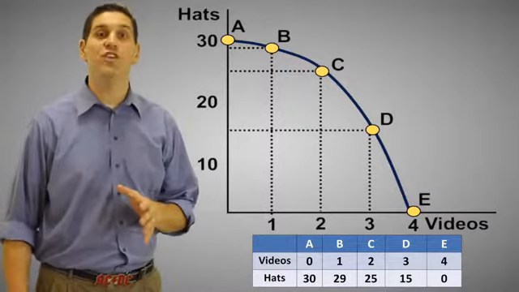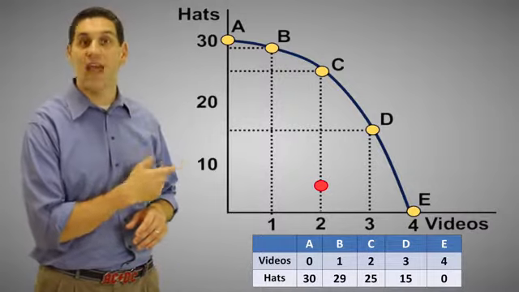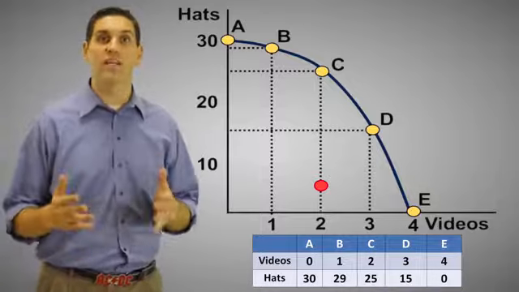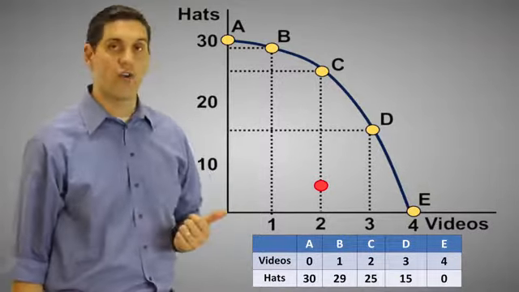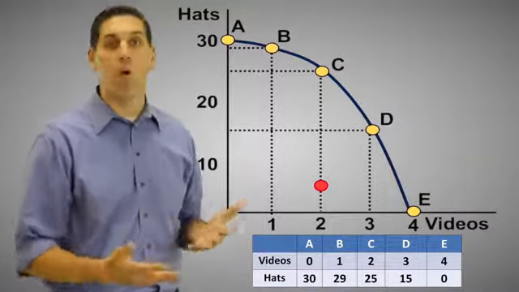This graph shows efficiency because if I'm producing at a point right here where I'm producing only 2 videos and 5 hats, I am inefficient. This is because I'm not using all of my resources to the fullest. I'm not somewhere on the actual curve. So any combination inside the curve is inefficient because I could produce there, but I don't want to. I can produce more of both goods.